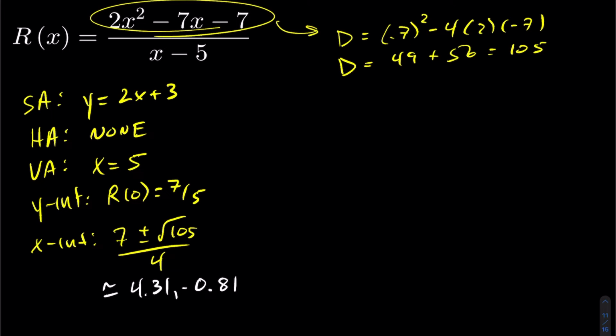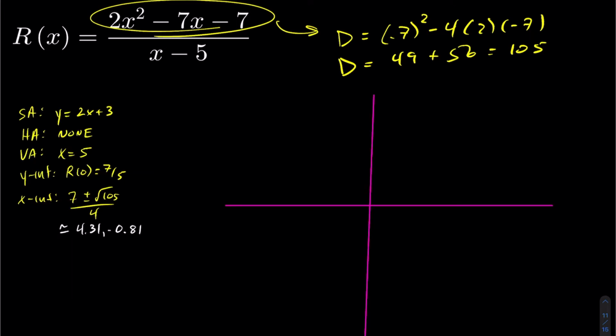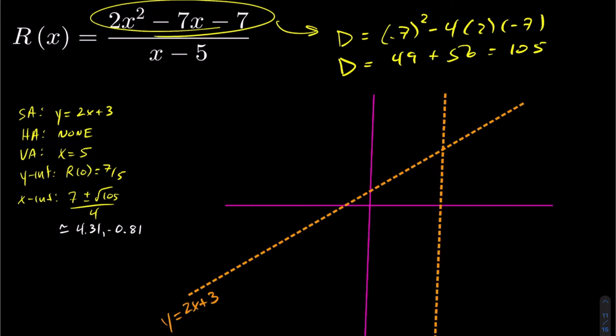Now let's put this all together and graph. So in graphing a rational function here, the first thing we want to graph is, let's graph our slant and vertical asymptotes. So I'm going to go ahead and do that now. Okay, I've went ahead and graphed my vertical asymptote and my slant asymptote. I now want to graph some other characteristics here.